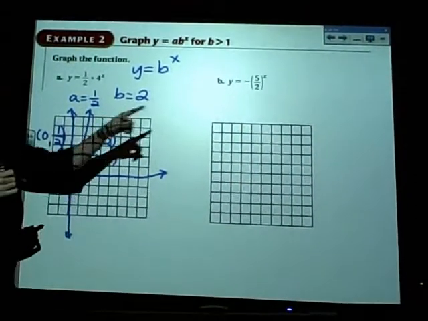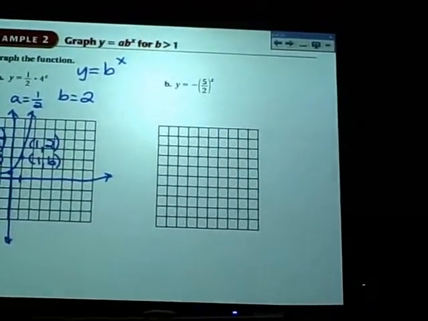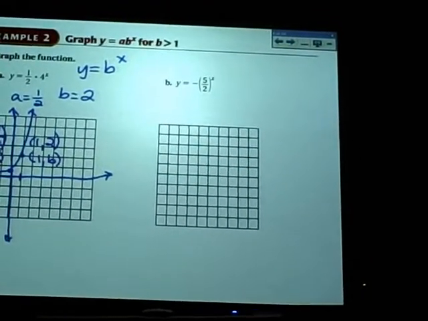Now let's have you guys try b on your own. Remember to pick your a and your b value first.